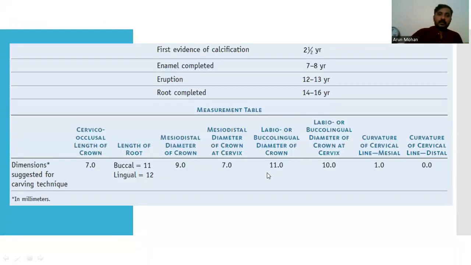So these are the development and dimensions of the maxillary second molar. As we saw earlier, some of the dimensions can be slightly smaller than the maxillary first molar, and it erupts at an age of about 7 to 8 years. Here, the first evidence of calcification is as late as 2.5 years of age, and it erupts at around 12 to 30 years of age. So, barring the third molar, this is the second last permanent tooth to erupt.